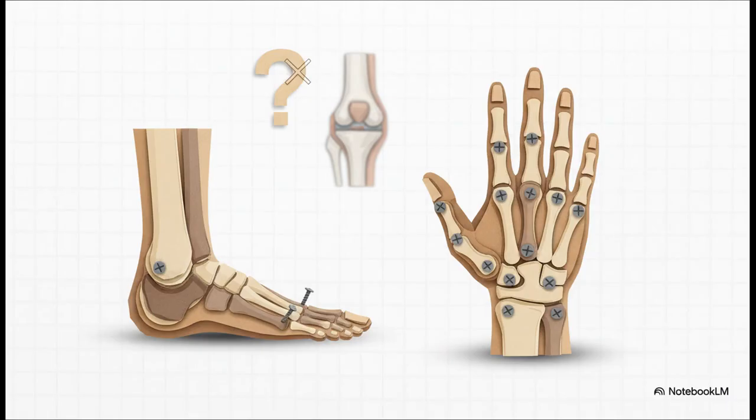So where do we use this? It's a go-to procedure for the small joints in the hand, wrist, and foot. In these areas, having a stable, painless joint is often way more important than having a lot of movement. A great example is fusing the big toe's MTP joint. It creates a solid lever for pushing off when you walk. You almost never see it in a big joint like the knee, though. That's usually a salvage procedure, a last resort.